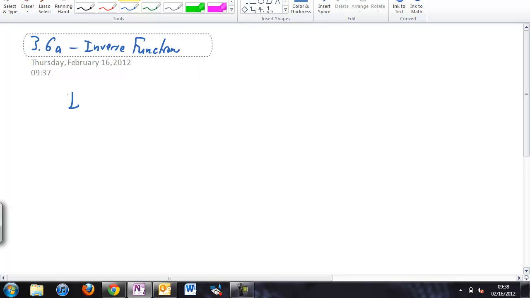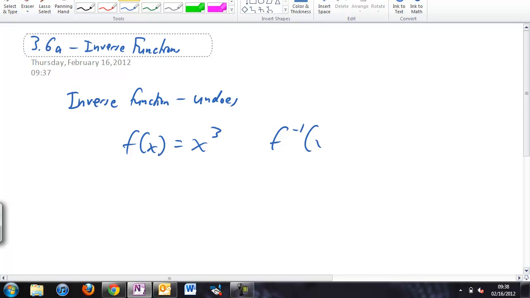Inverse functions are functions that undo each other. A classic example would be f of x equal to x cubed, and then we use the notation f inverse of x would be equal to the cube root of x, or x to the 1/3, both meaning the same thing.